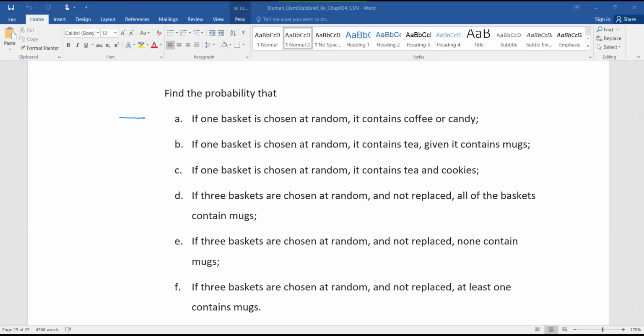So we got 20 plus 12, which is 32, 42, 55, 65, 77. All right, so 77 is going to be our bottom number. That's our total options. If one basket is chosen at random, it contains coffee or candy. Or means what to us? Add.